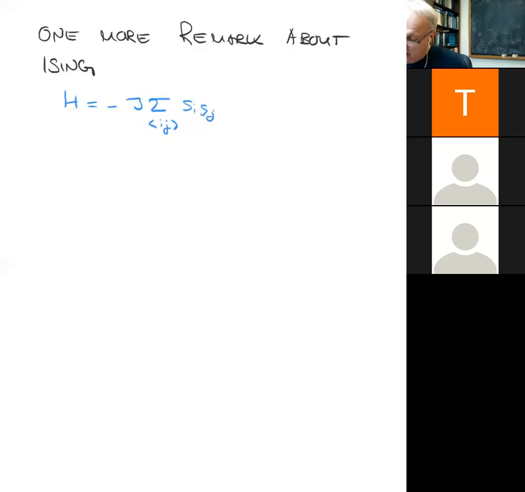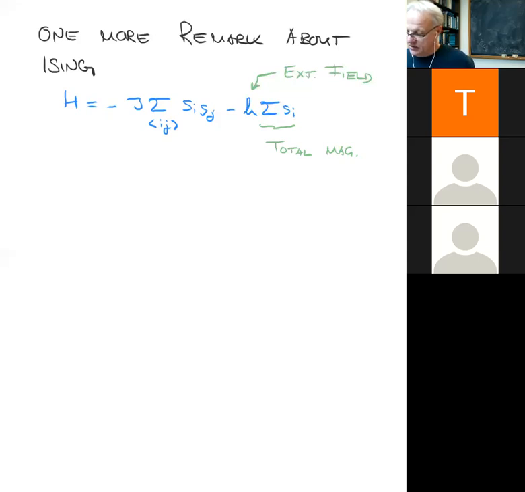And then I did write down a term, which is the coupling to an external magnetic field. And notice that the sum over the spins, that's effectively the total magnetization. So this term is the coupling of an external magnetic field to the total magnetization of your system. And so my remark is that it's important to keep that term when you do actual simulations.